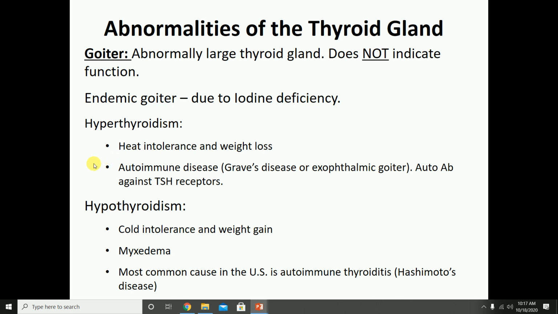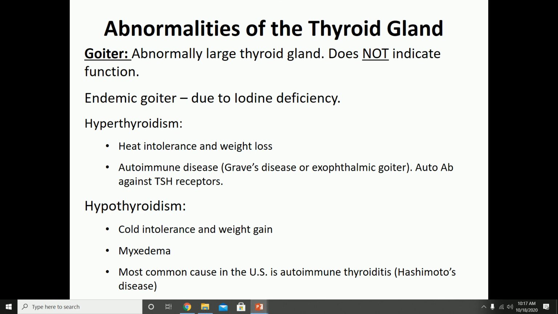Now for hypothyroidism, again, they would have that goiter, but a hypo-functioning one. They would experience cold intolerance and weight gain. The condition is known as myxedema, if the thyroid gland is just not making enough thyroxine.